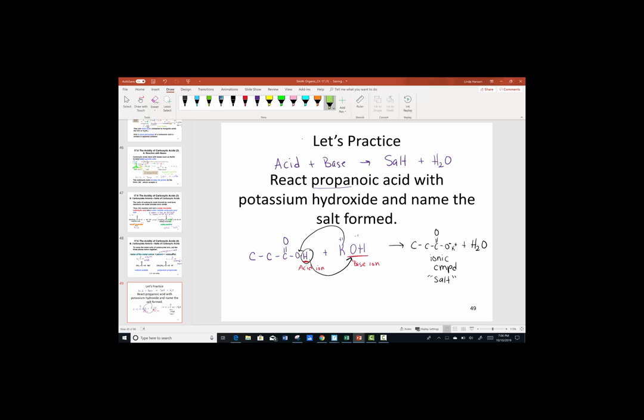We need to name the salt, which we just practiced on the previous page. We'll say the name of the positive metal first, and so it becomes potassium. Then the name of the parent carboxylic acid, which was propanoic. The ic turns to ate, and we've named this as potassium propanoate.